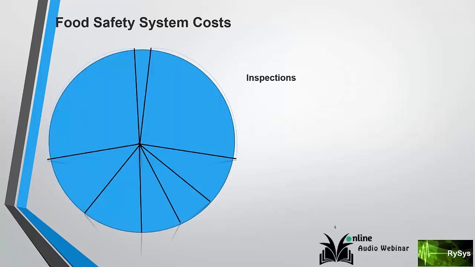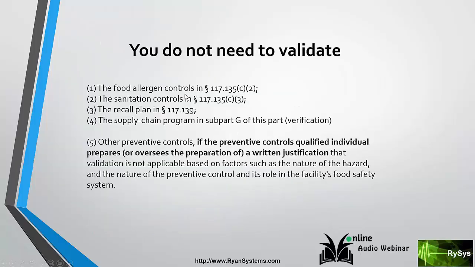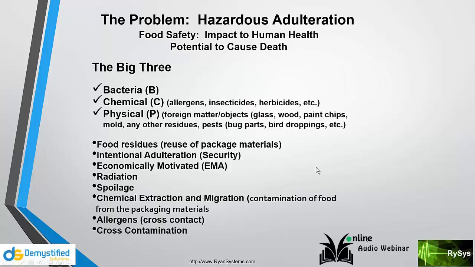Okay, let's look at food safety system costs a little bit. A company's going to spend around $1,800 taking care of these little issues here. Some things you don't need to validate. Hazardous adulteration, impact to human health, potential to cause death, bacteria, chemical and physical adulterants, allergens, cross-contact, and cross-contamination. We're going to talk a lot about that.